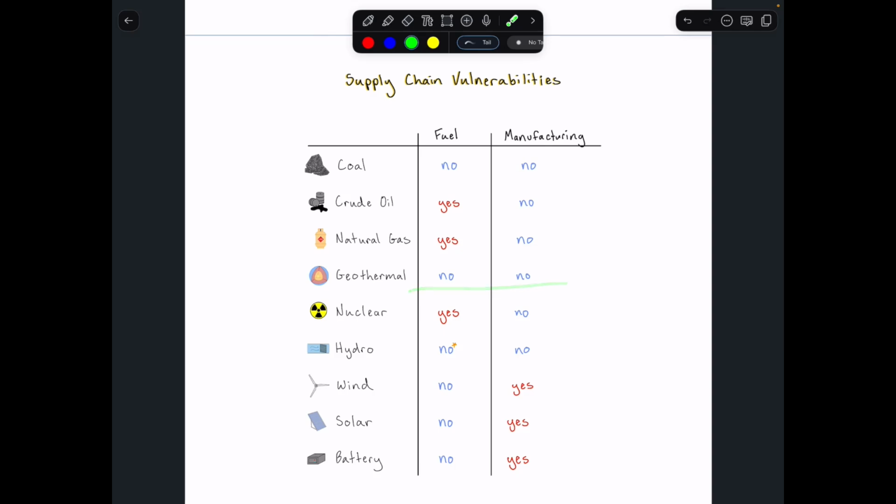serious concerns for either fuel or manufacturing, but nuclear has an even more concentrated fuel supply chain than crude oil and natural gas, with only 3 countries producing most of the uranium around the world. And then for hydro, here I have no written for the vulnerabilities for fuel and manufacturing, but you'll see I've written this little asterisk here.